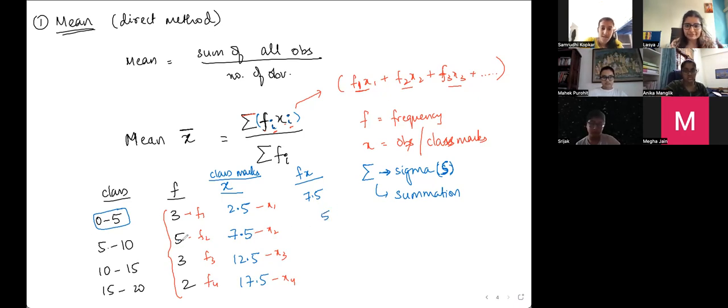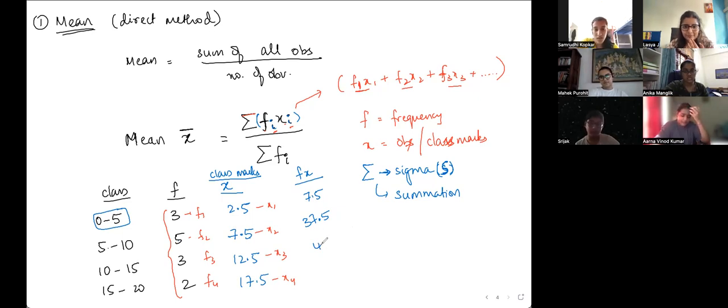5 5s are 25. 2 will carry over. 5 7s are 35, 36, 37. Be careful. Sorry. Okay. 3 into 12.5. 40.5. No, it's again 37.5. 37.5. Oh, this also 37.5.